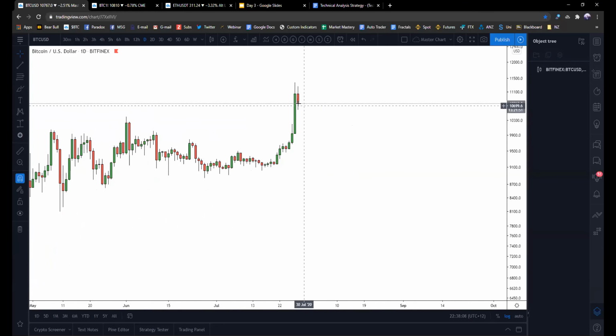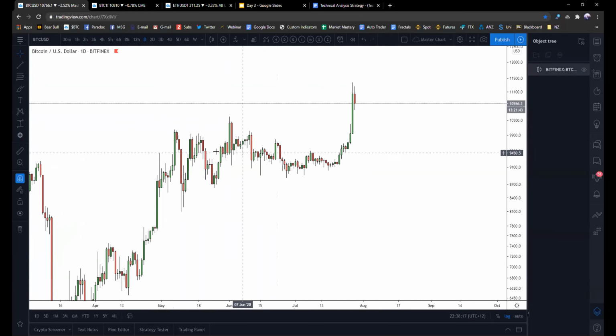We don't quite know what's going to happen yet. The weekly close will give us a lot of information, and we've also got the monthly close coming up. So these two closes coming up are very critical, I believe, now that we've broken out of this consolidation range.